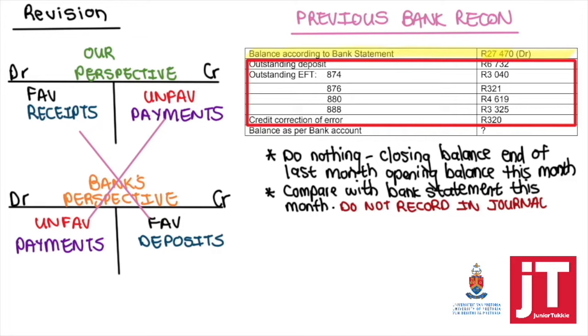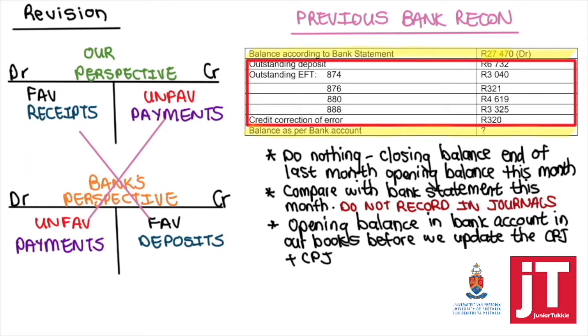If I look at the outstanding deposit, outstanding EFT, and the credit correction of error, we need to compare them with the bank statement of this month. Do not record them in the journals of the current month. We need to check with the bank statement: does it now appear, yes or no? And if it doesn't appear, we need to look at the additional information to find out what we need to do with it.